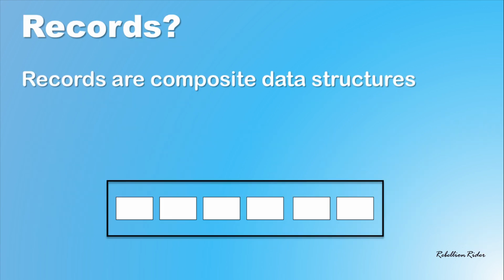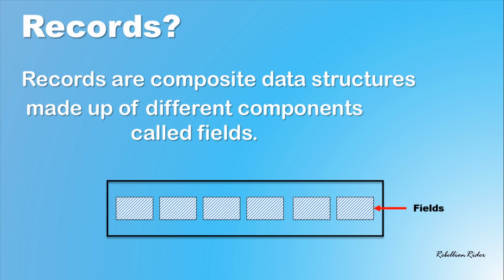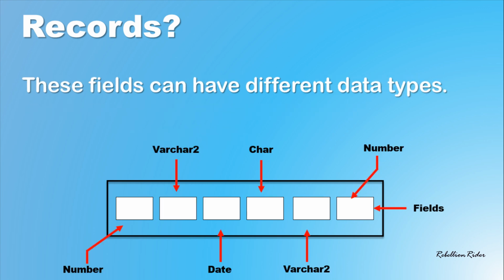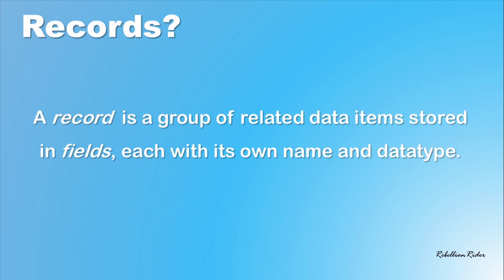So, what are records in Oracle database? Records are composite data structures made up of different components called fields. These fields can have different data types. This means that you can store data of different data types in a single record type variable. In simple words, we can say a record is a group of related data items stored in fields, each with its own name and data type.